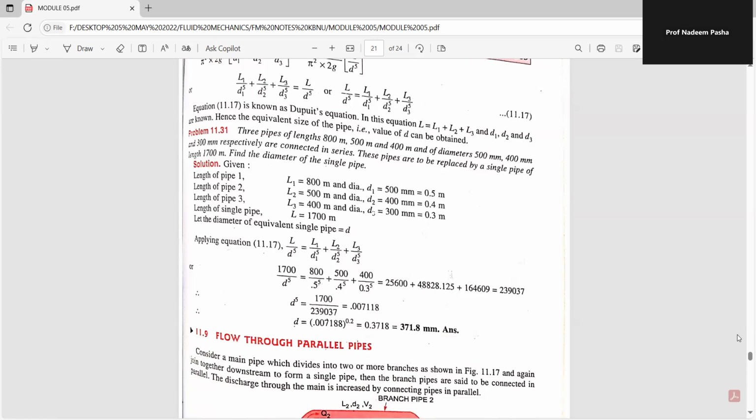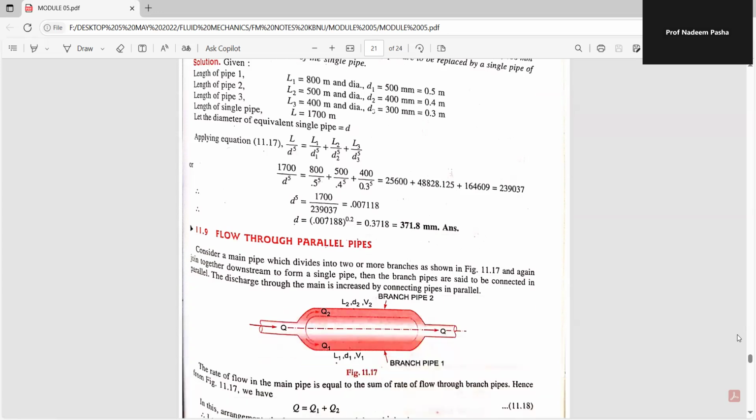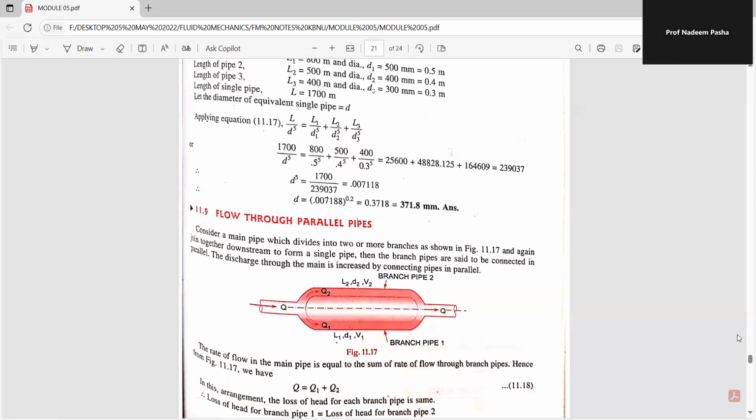So now we will see flow through parallel pipes. Till now we have seen pipes in series, and next we have seen the equivalent pipe. Finally we will see flow through parallel pipes. If the pipes are arranged in parallel, what will happen? Consider a main pipe which divides itself into two or more branches as shown in the figure and is again joined together downstream to form a single pipe. Then the branch pipes are said to be connected in parallel. The discharge through the main is increased by connecting pipes in parallel.